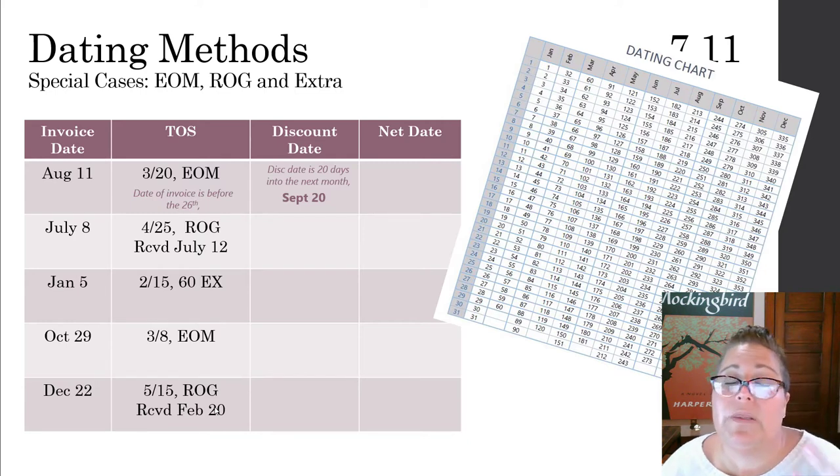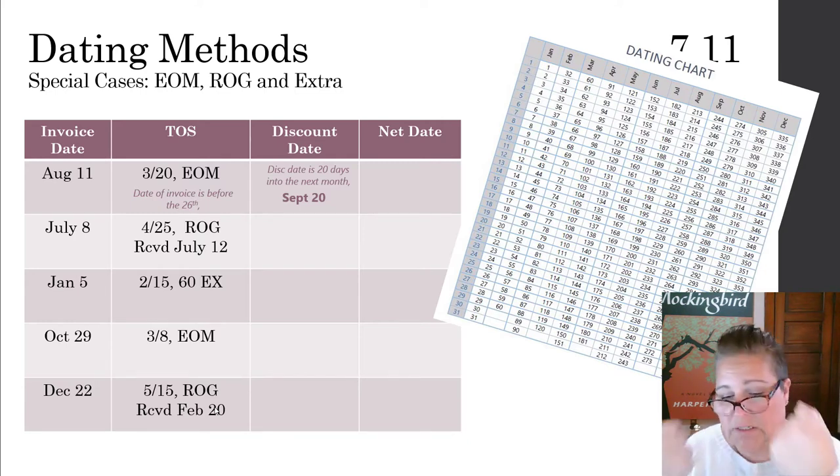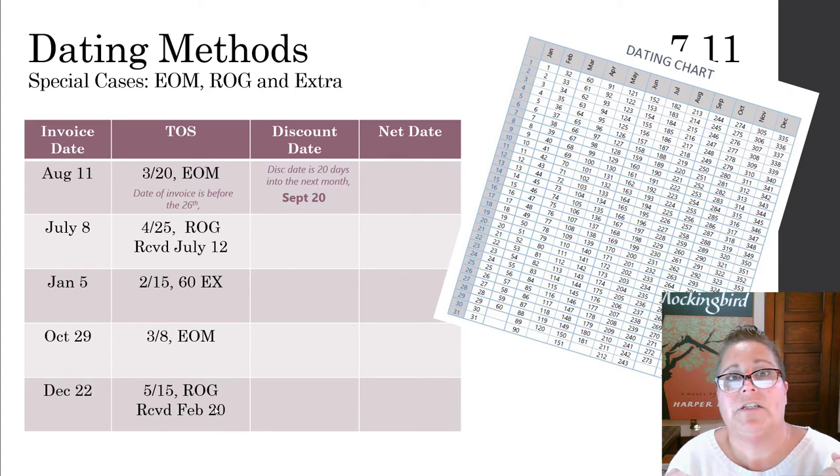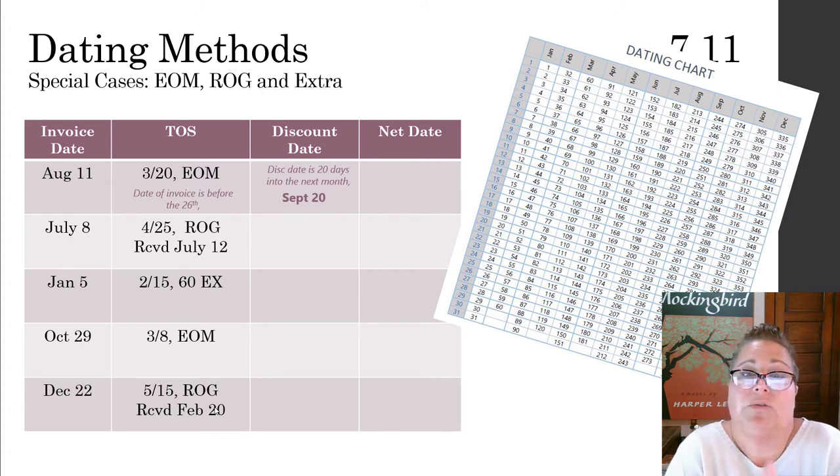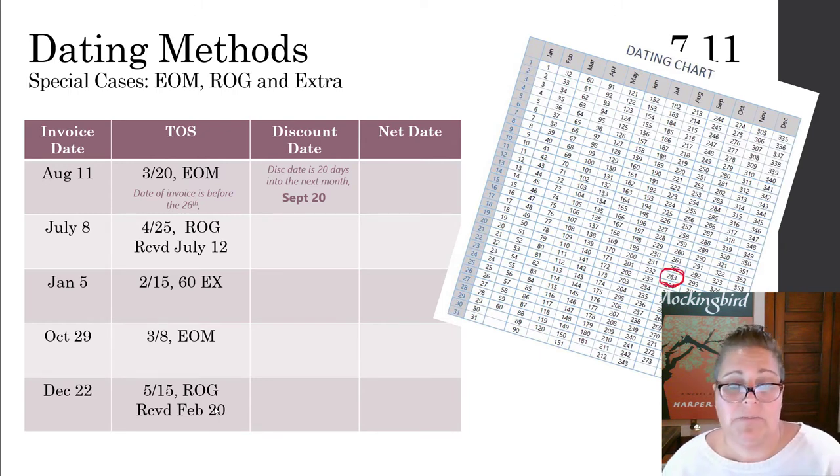Now, you can do this in your head. You can do this using the knuckles. Don't punch the computer. You do this using your knuckles. You can also use the dating chart. I'm going to show you using the dating chart. So I'm going to look up September 20th. I don't know what day of the year that is, but I'm going to look up September 20th.